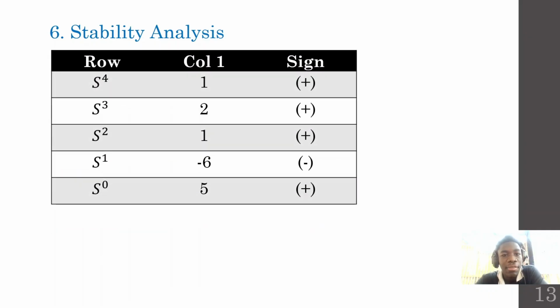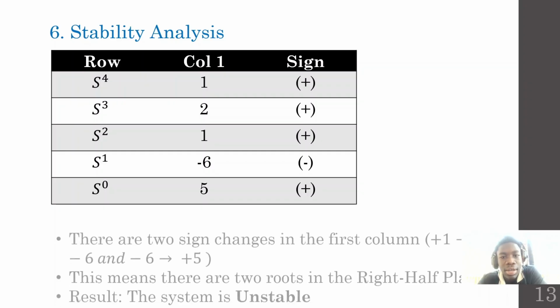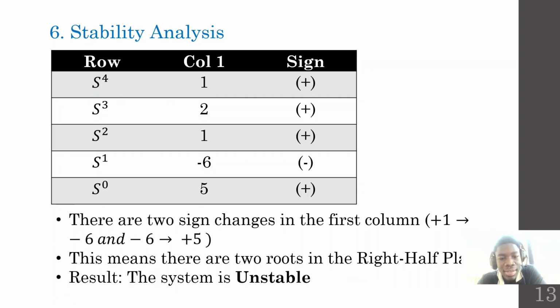So we've obtained our values for column 1: S to the power 0 is equal to 5, S to the power 1 is equal to -6, S to the power 2 is equal to 1, S to the power 3 is equal to 2, and S to the power 4 is equal to 1. From this, we can conclude that since S to the power 1 only gave us -6, the system is unstable because it has both positive and negative values.